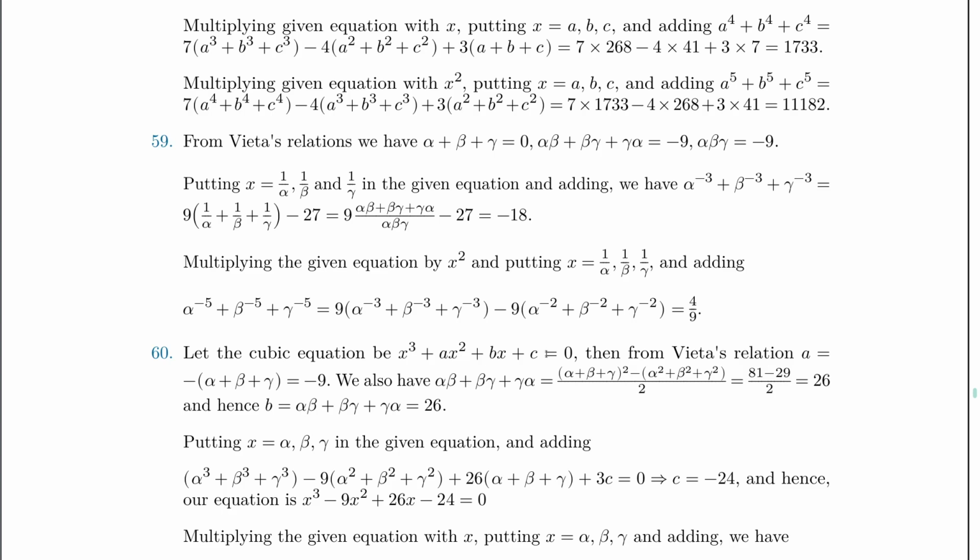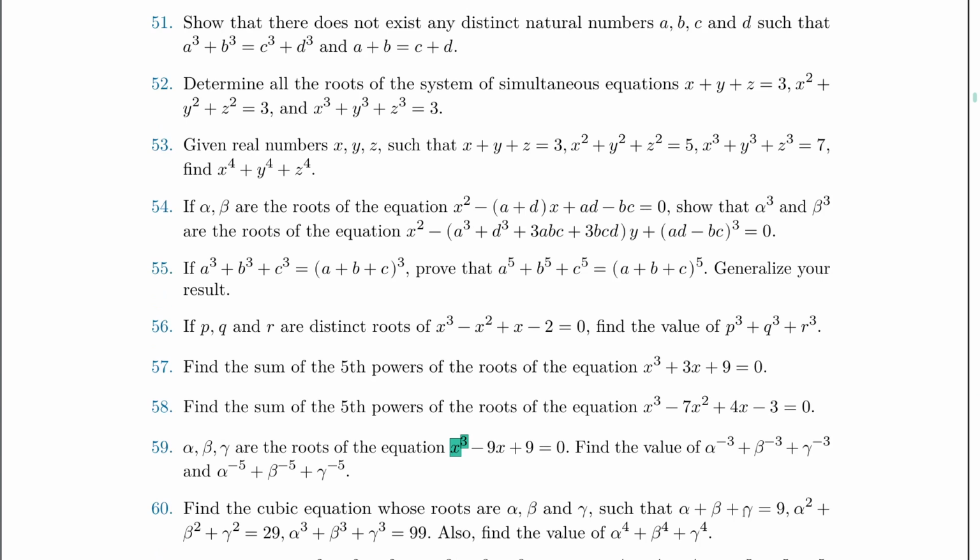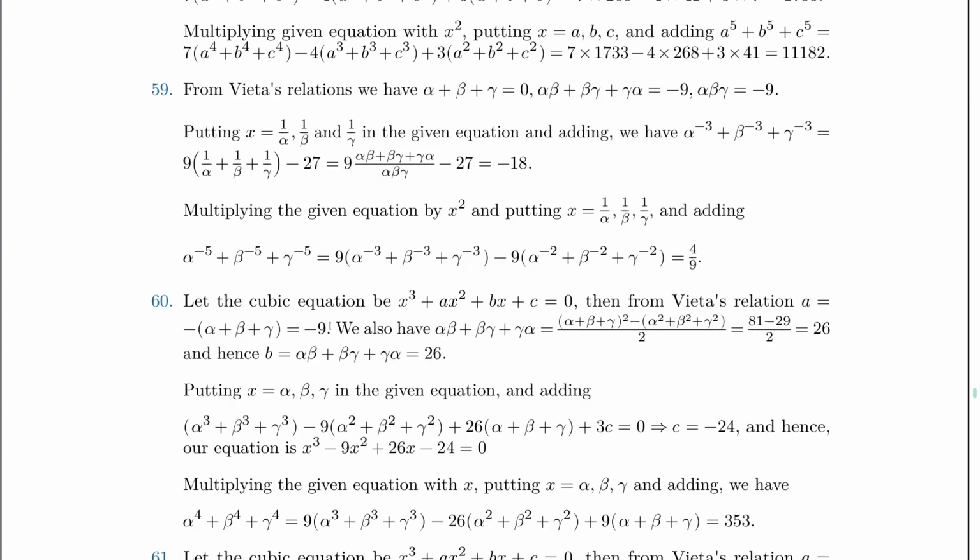So we let the cubic equation be x cube plus a x square plus bx plus c. So from Vieta's relationship, we have a is equal to minus of alpha plus beta plus gamma, which is given as 9. Okay, so a would be minus 9.